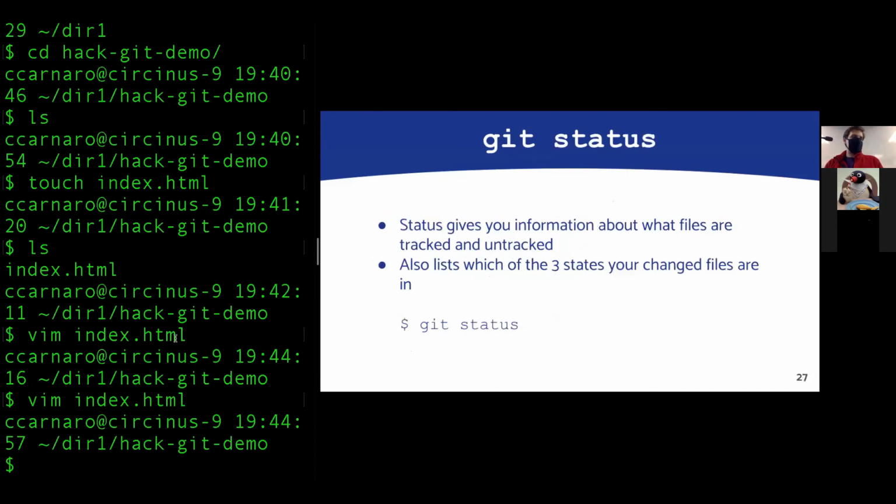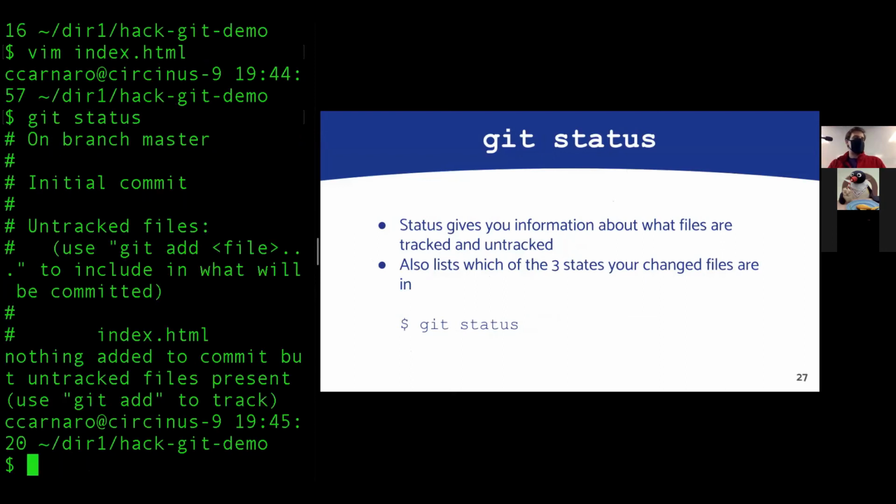So now we've added a new file to our repository. And the way you can see that is if you go git status. This is our first git command.